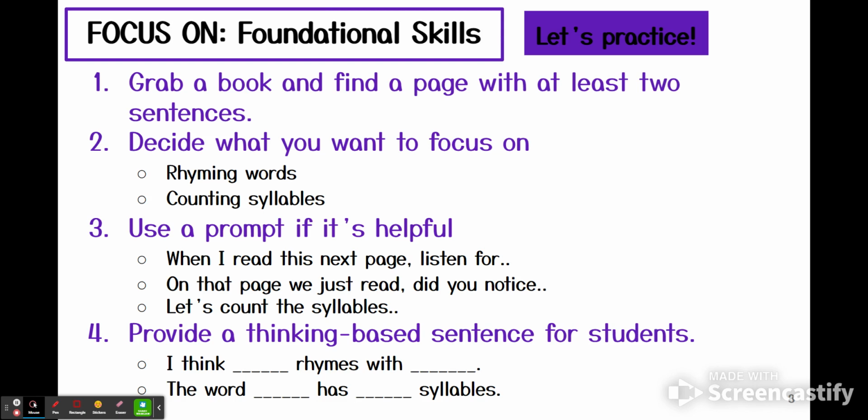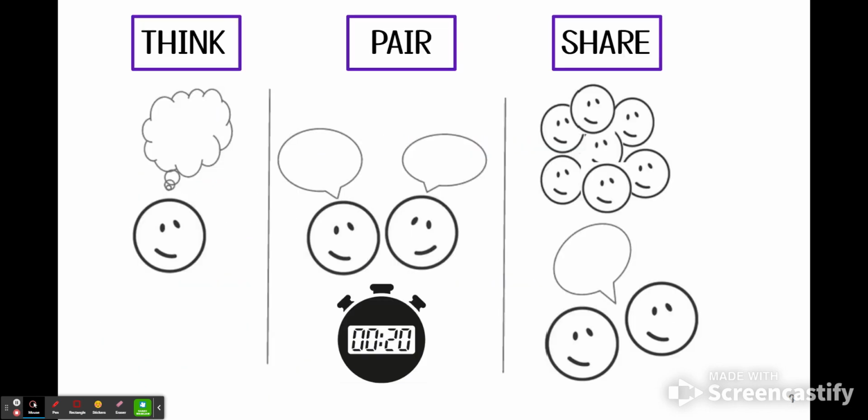As students are responding, as they are sharing their answers, you would want to provide a thinking-based sentence frame for students, like, I think blank rhymes with blank, or the word blank has blank syllables. Another thing to keep in mind anytime that you're having students share their thinking is making sure that all students have a chance to share, have a chance to practice speaking.